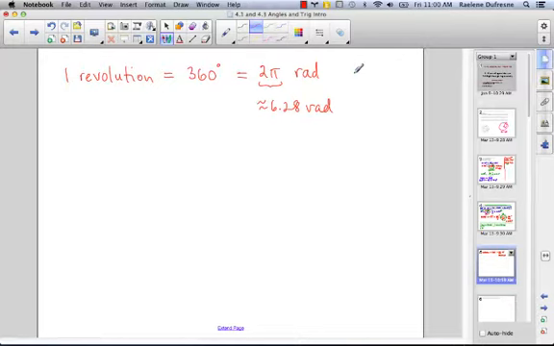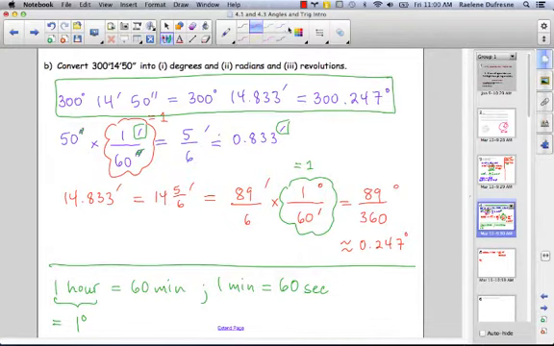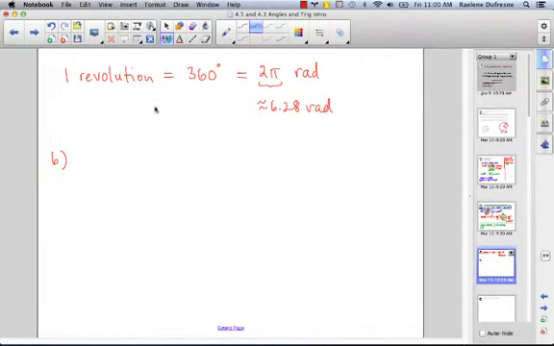So we want to take our answer from A, which was 300.247 degrees, approximately, and we want to convert it into radians. So we start with the angle 300.247 degrees, and we want to multiply by a fraction equal to 1 that gets rid of the units that we don't want anymore and introduces the units that we do want. And then we ask the question, how many radians belong to how many degrees? Well, 2 pi radians is equal to 360 degrees. This fraction then is equal to 1.